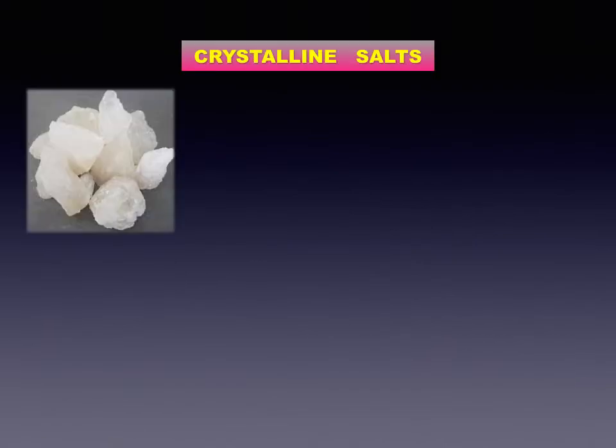Next, we shall see about a few crystalline salts, as we have already studied, salts which contain water of crystallization. Now the first salt we shall see is alum. We have already studied that alum is used in the process of water purification because of its property of coagulation. The solid particles in water come together, become heavy and settle to the bottom. As a result, the water above becomes clear.